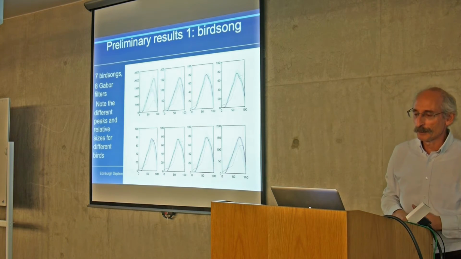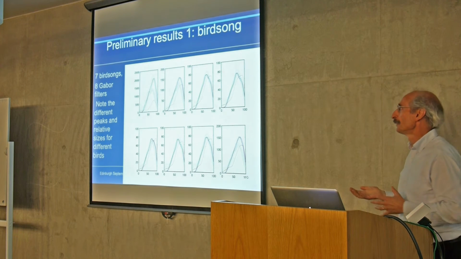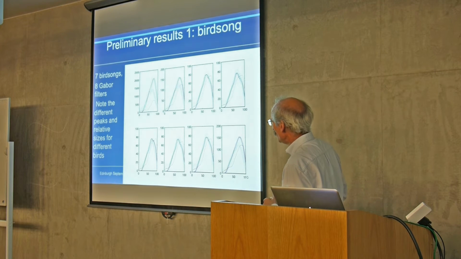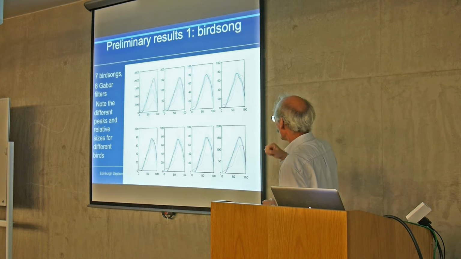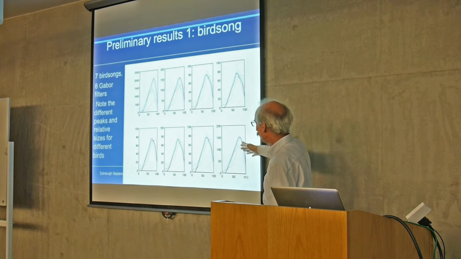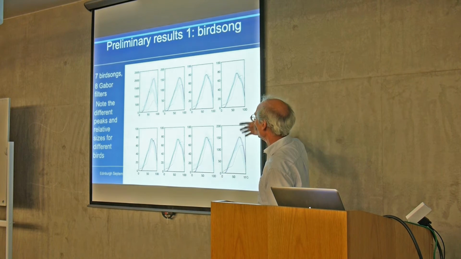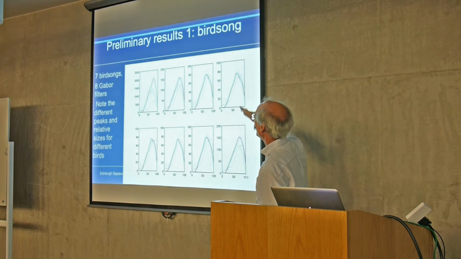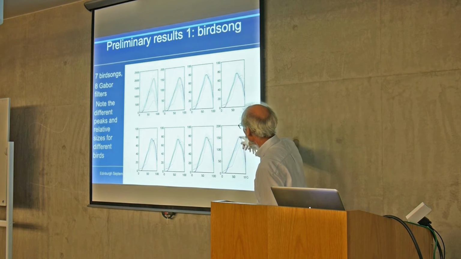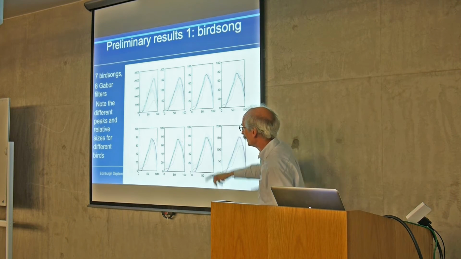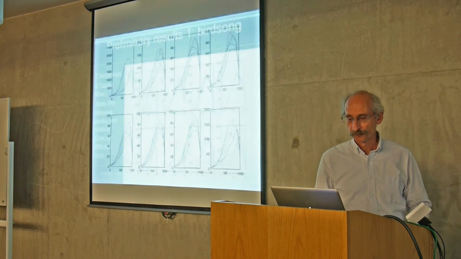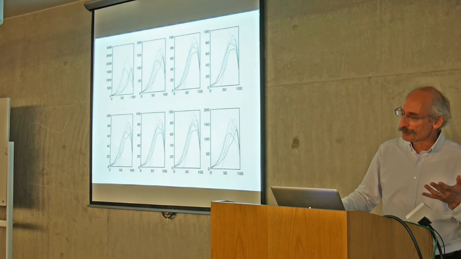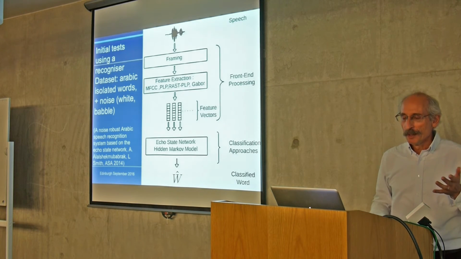And we did a little bit of work on this, trying to recognize birdsong using these kinds of Gabor filters. And it's interesting, we haven't really concluded on this, but these are 7 different pieces of birdsong and 8 different Gabor filters in the different colours. And you can see there's a certain amount of difference in size of where the peaks come. Not conclusive, just suggesting that it might be useful.